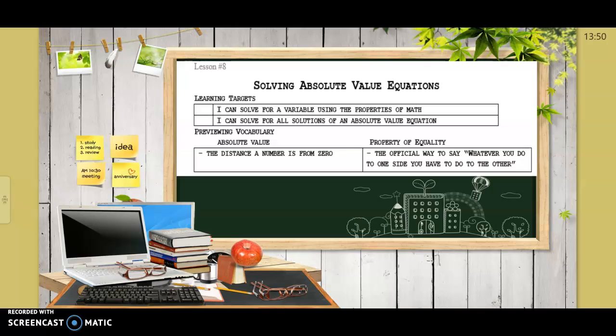Absolute value: the distance a number is from 0 on the number line. Hopefully that's actually a review. And then property of equality. We'll be using that a lot today with the properties of math, so that whatever we do to one side, we're remaining equal and fair to the other side.